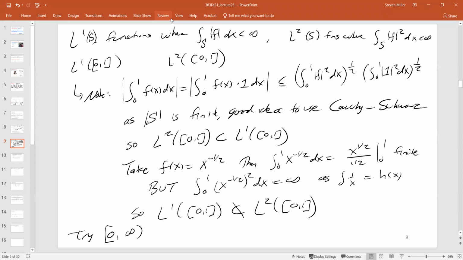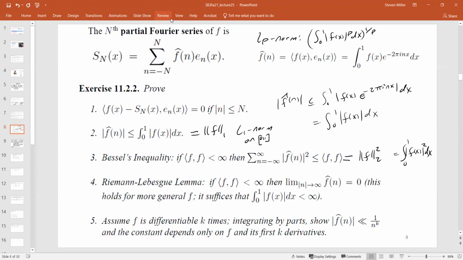So what this tells you is that the inclusions between spaces of functions could crucially depend on some properties of the space. Is your space compact? Is your space finite? Okay. So anyways, the Riemann-Lebesgue lemma is that if we're in L1, that suffices to show that the Fourier coefficients are tending to 0.